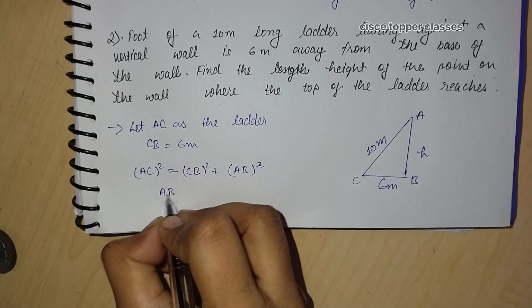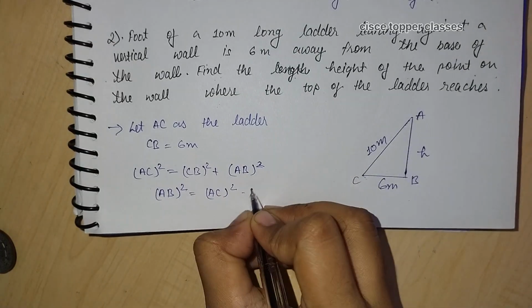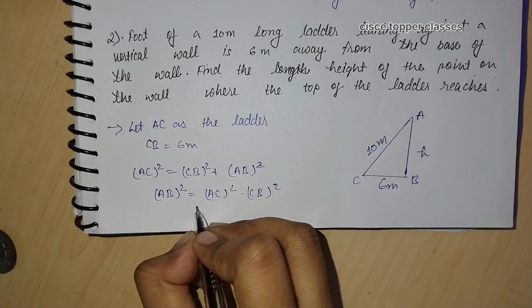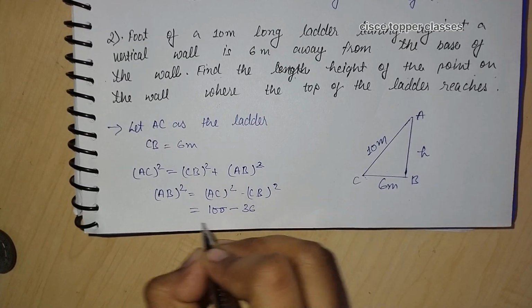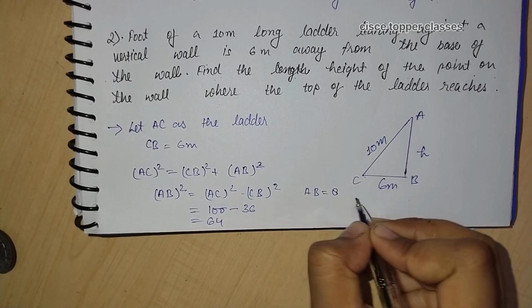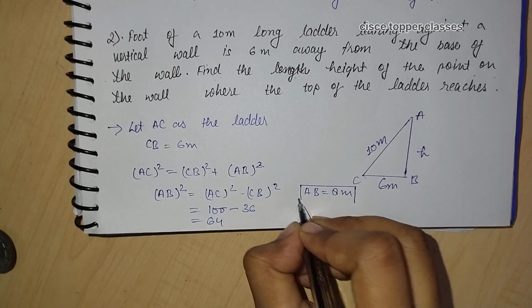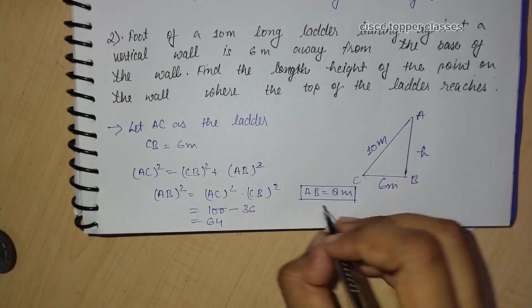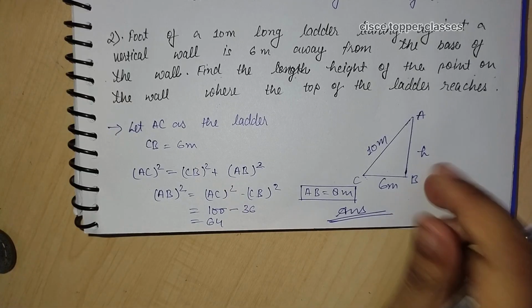So we can simply write AB whole square as AC whole square minus CB whole square. It will be 100 minus 36, so 64. We can simply write AB as 8, so this is 8 meter. Means the height AB is equal to 8 meter. So this is the final answer in this question.